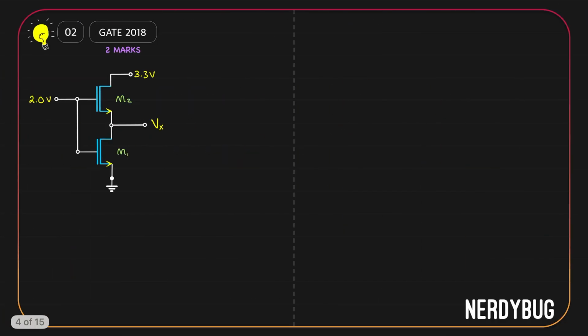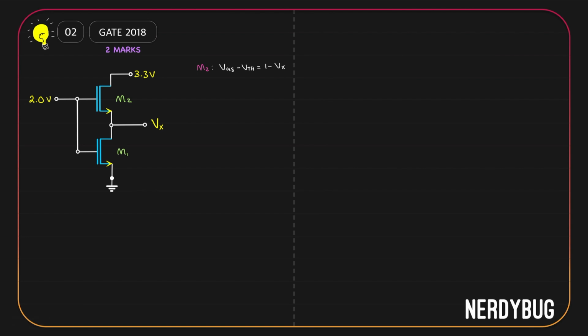Let's see how we can solve this. The first thing we have to do is find out if these transistors are operating in the linear region or the saturation region. Let us take M2 first. We'll find the value of VGS minus VTH. For M2, the gate voltage is 2 volt. Source voltage is Vx. So VGS will be 2 minus Vx. The threshold voltage is given as 1. So VGS minus VTH will be 2 minus Vx minus 1, which is 1 minus Vx.